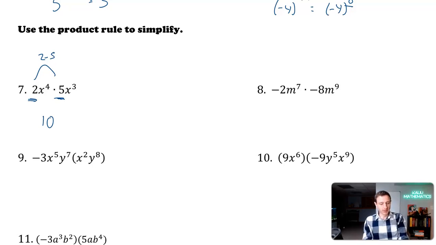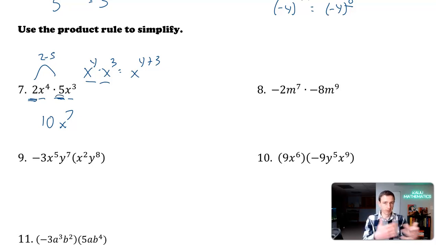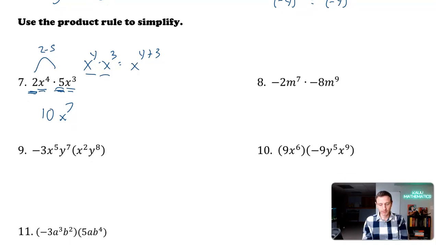And then we do the same thing with the variables. So it's x to the 4th times x to the 3rd, which is going to be 4 plus 3 because they're the same base. So we get x to the 7th. So with the coefficients of 2 and 5, I just perform the operation. 2 times 5 is 10. And then I add the exponents on those same bases because we're multiplying by the same base. Add the exponents for 4 plus 3.